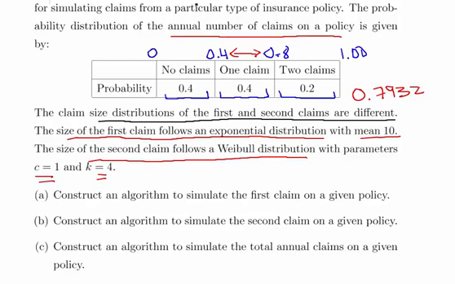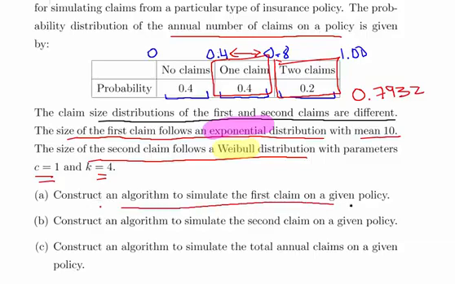Now, we're considering this setup as follows. If there is one claim, the first of any set of claims is going to be exponential, and the second, if there are two, is Weibull. So this one would be exponential on its own, and this one would be the sum of an exponential, which is the first, and a Weibull, which is the second. So: construct an algorithm to simulate the first claim on any given policy, which is exponential.